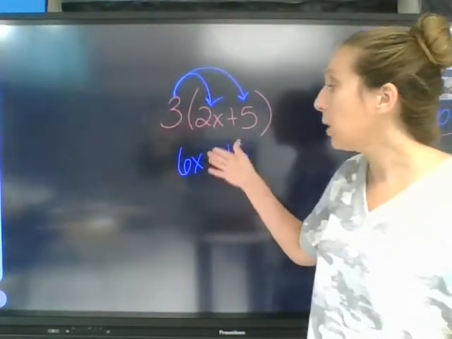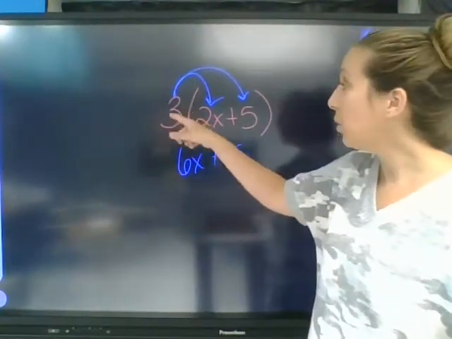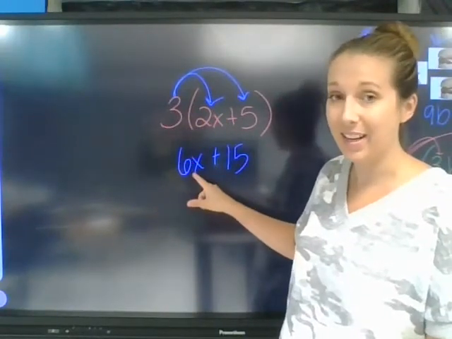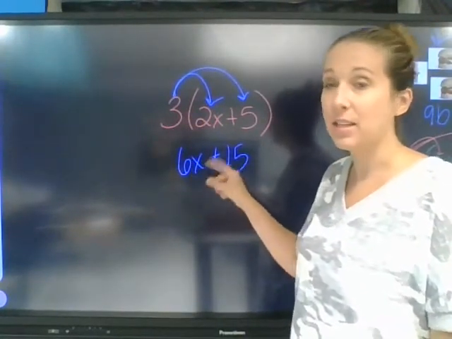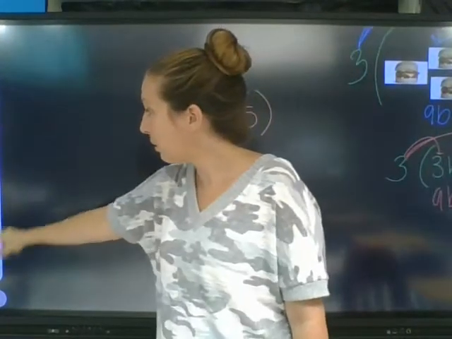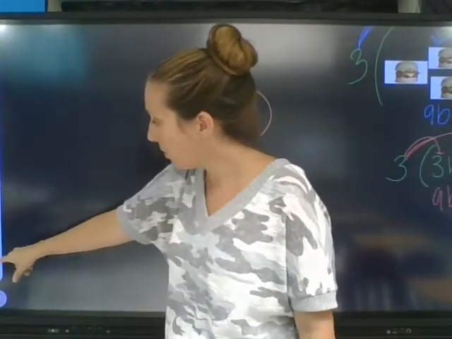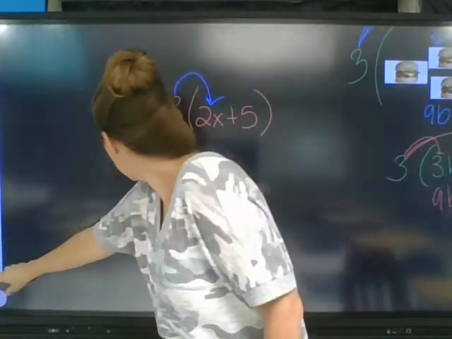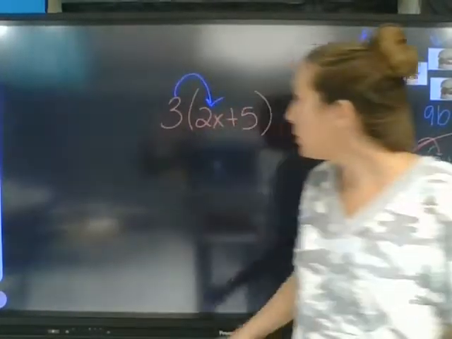If that x were a 10, you would be saying 3 times 20, which is 60. And that's not the same thing as the 15 here. So one misconception that we see all the time is this.